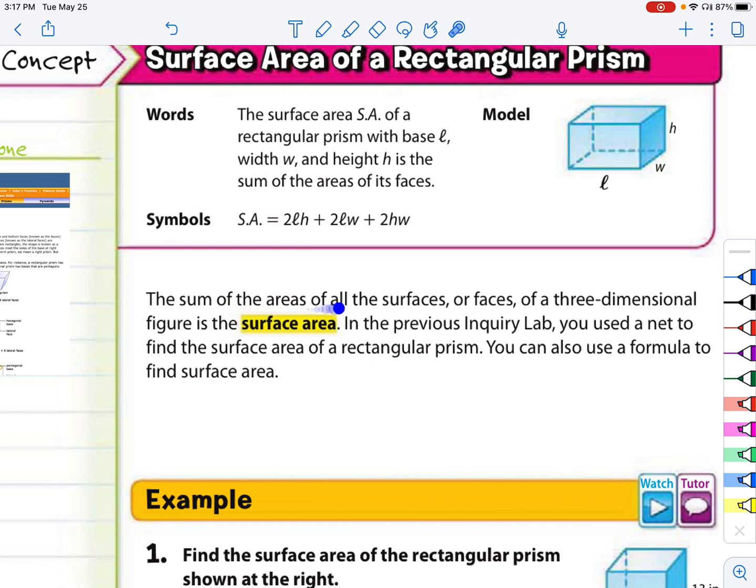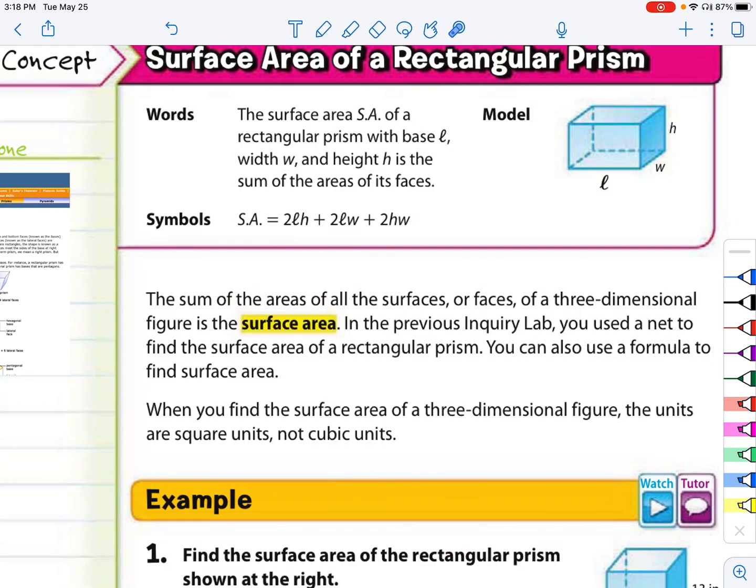Again, the sum of the areas of all surfaces or faces of a 3-dimensional figure is what we call the surface area. In the inquiry lab where you learned about the nets, I just showed it to you on that clip. We use the net to find the surface area of a rectangular prism. You can also use a formula to find the surface area, and this is the formula that we will use to find the surface area of our rectangular prism.